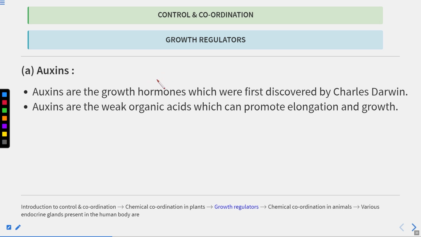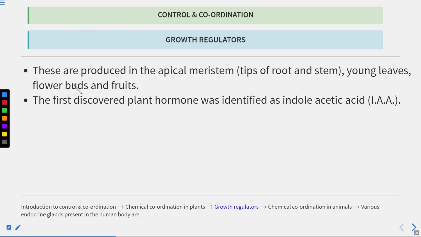So growth promoters are auxin, cytokinin, and gibberellins. Let's talk about auxins first. Auxins are growth hormones which were first discovered by Charles Darwin. Auxins are weak organic acids which can promote elongation as well as growth. They are produced in the apical meristem, meaning the shoot apical meristem as well as the root apical meristem. The tip of the shoot or stem has the shoot apical meristem, and the tip of the root is known as the root apical meristem. These meristems are involved in the synthesis of the hormone auxin.